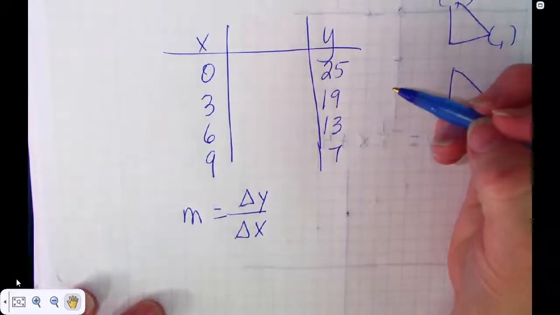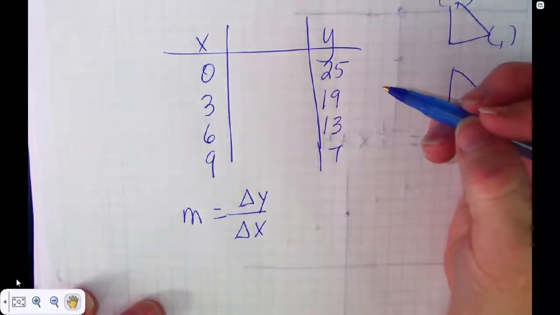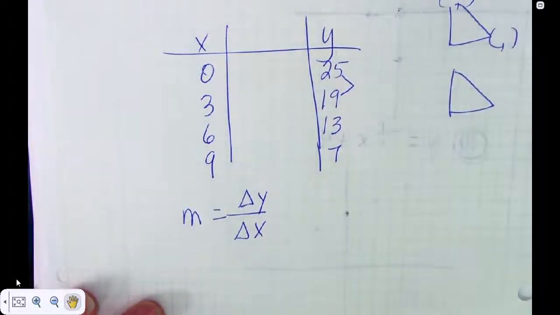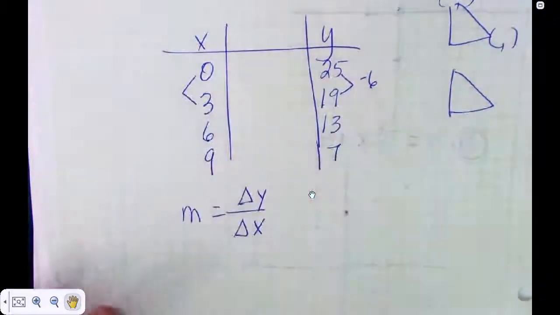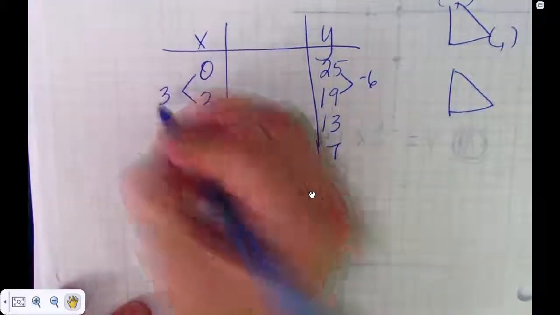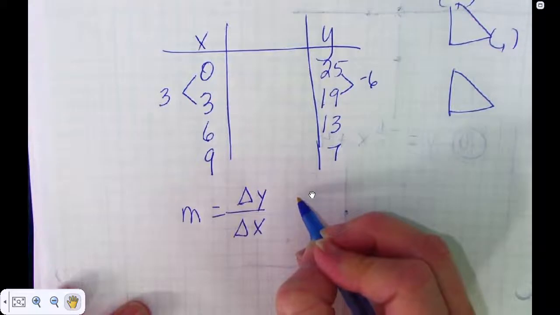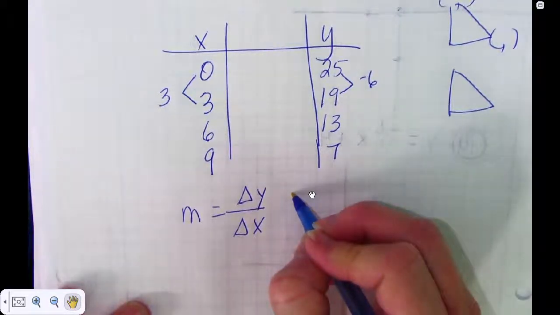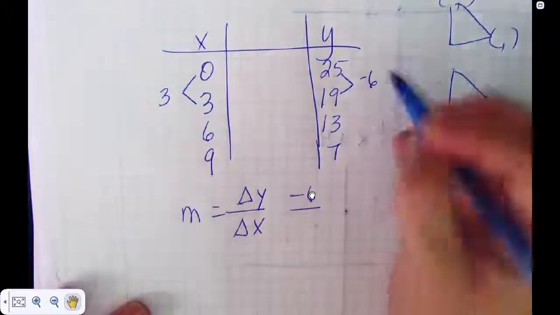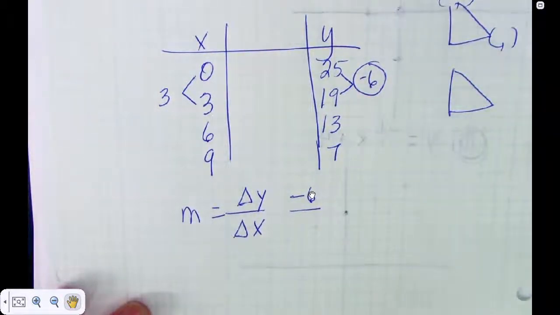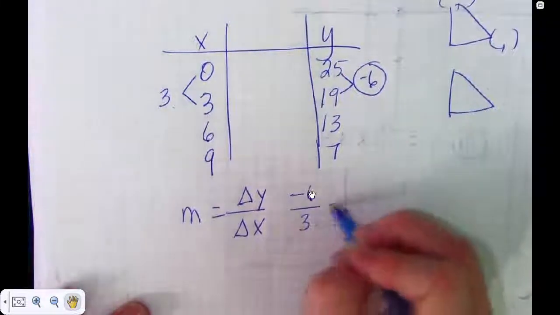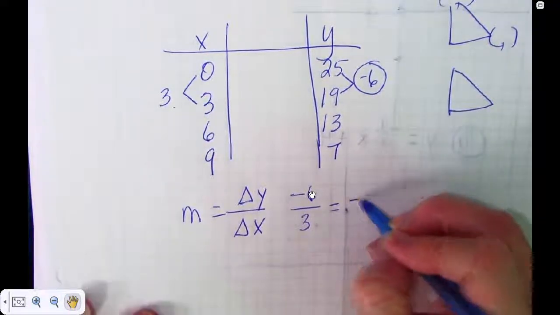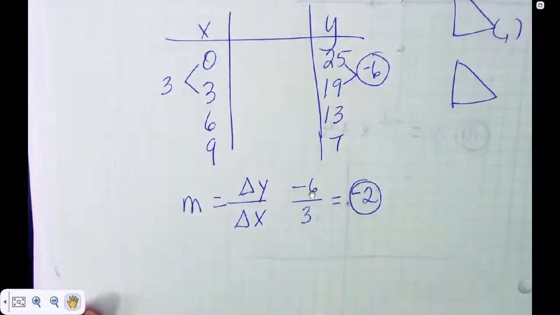So I need to come to my table, and I'm going to find what happened to 25 to get to 19. You subtract 6. From 0 to 3, plus 3. So when I divide it, what am I going to put on top? Negative 6. Why am I putting negative 6 on top? It's the change of Y, people. Look. Over 3. What does that equal? Negative 2. That's my slope.